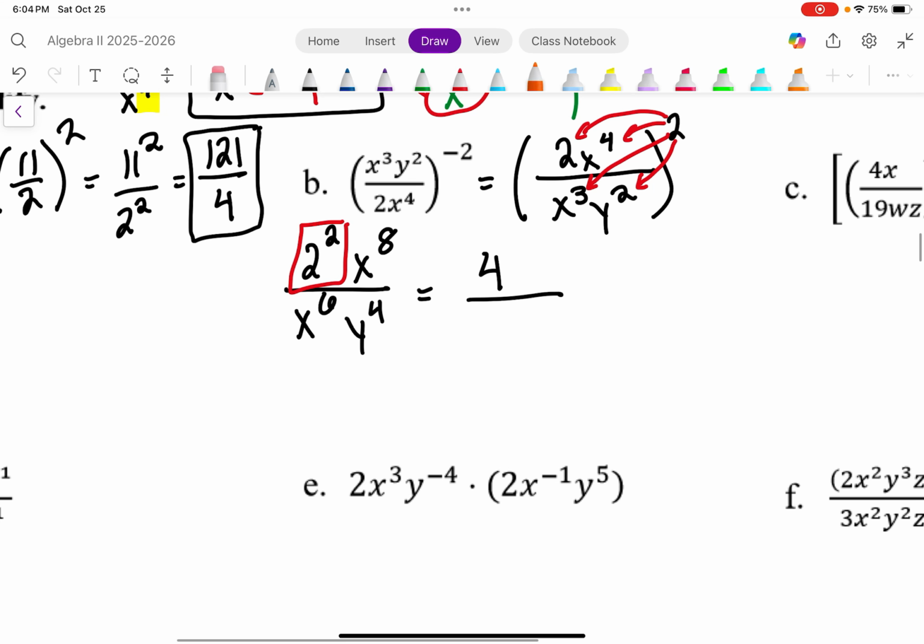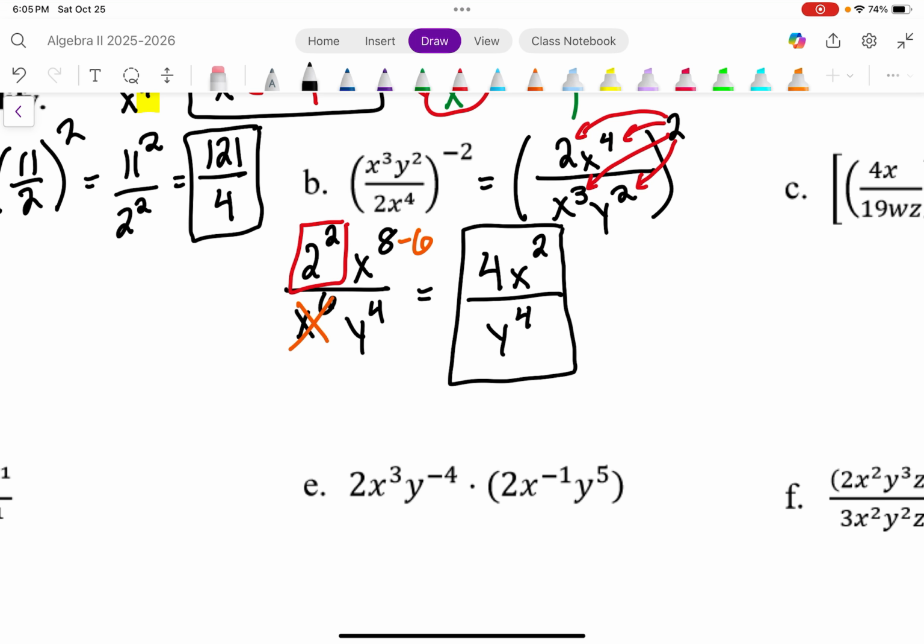And then we have more x's on top, so I'm going to take the ones on the bottom and subtract that from the top. That's going to give us x to the power of 2. And we only have y's on the bottom, so that's going to stay on the bottom to the power of 4. And that's our answer. You'll know you're done simplifying when you don't have any negative exponents. The fraction coefficients, so any of the numbers on the top and the bottom, can't be simplified anymore. And also you don't have any variables that are the same in the numerator and the denominator.